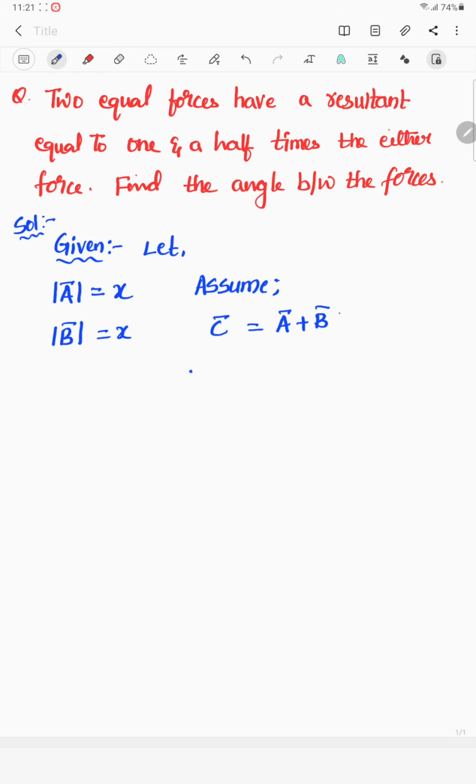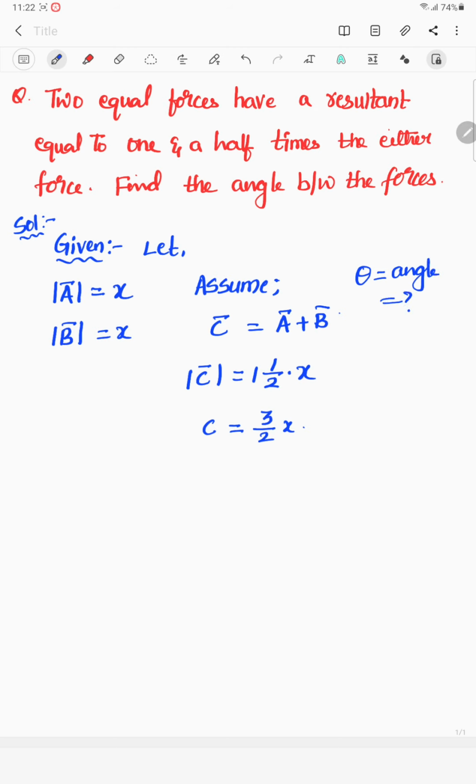And what did they say? The magnitude of the resultant is equal to 1.5 times either force. Either force means either A or B. So you can just take 1.5 times either force A or B, so you can multiply by x, because we considered A as x and B as also x. Therefore C is equal to 3 upon 2 times x. Now let us find the angle between the two vectors, as he is asking us to find the angle.